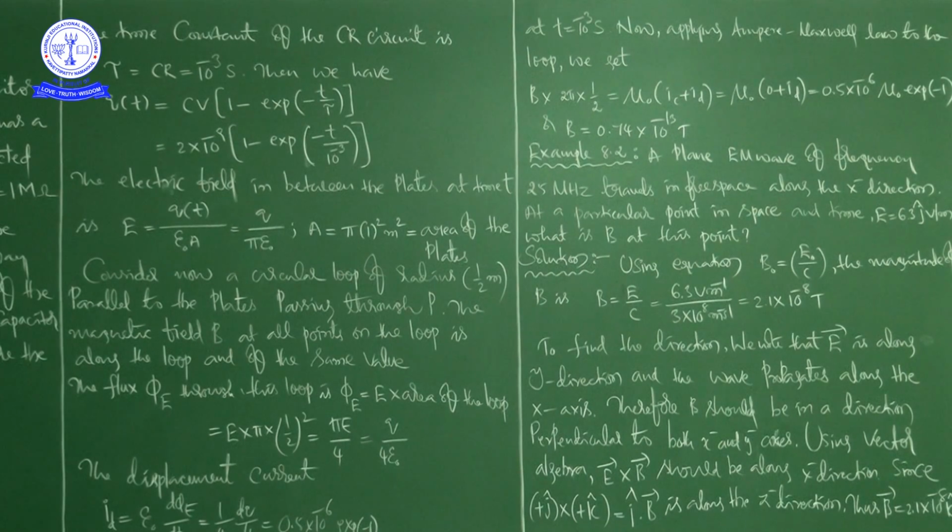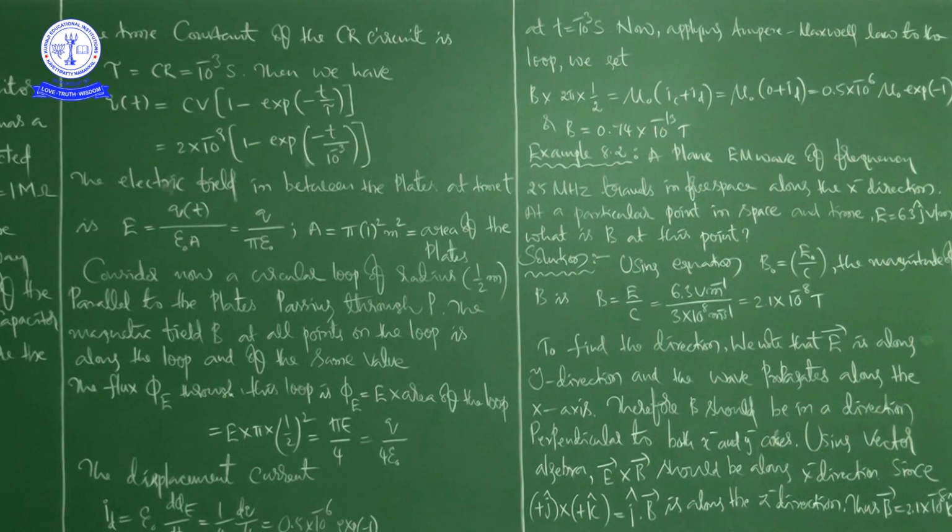So in this class we discussed two example problems. One is example 8.1, another one is example 8.2. In example 8.1 they have given one parallel plate capacitor consisting of plates in circular shape. At time t equal to 0, it is connected for charging in series with a resistor R equal to 1 mega ohm across a 2 volt battery.